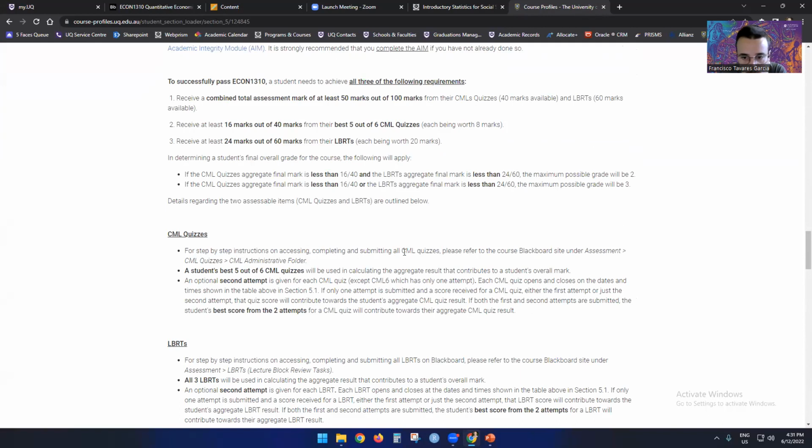For step by step, an optional second attempt is given. Each CML quiz opens and closes on the dates. If one attempt is submitted and a score received for a CML quiz, either the first attempt or just the second attempt, that quiz will contribute towards the student. If both first and second attempts are submitted, the student's best score of the 2 attempts will be the best score. Just showing you how it works.